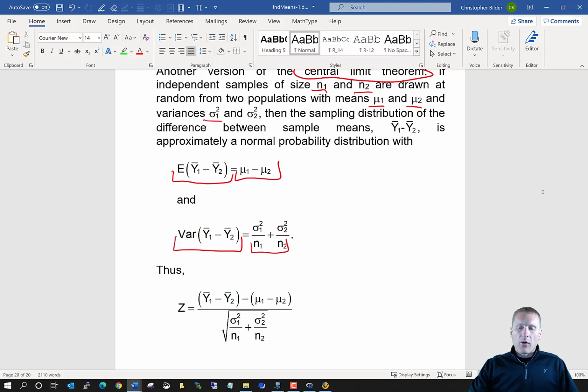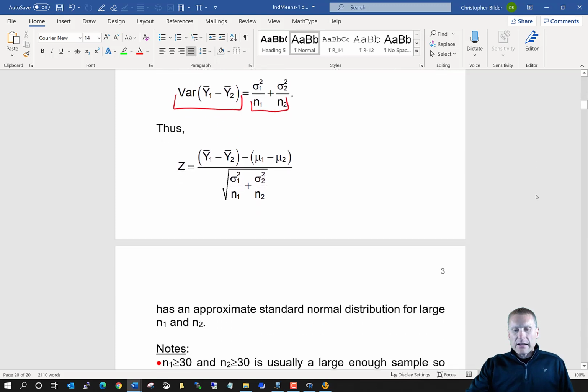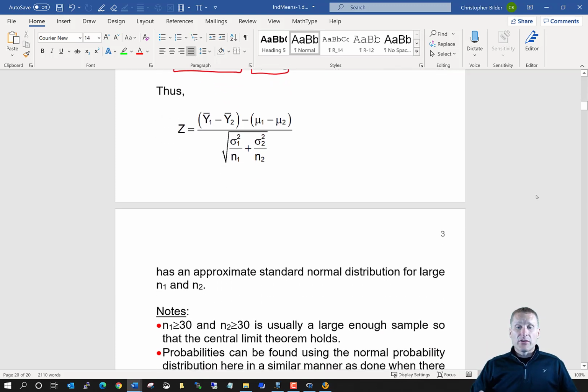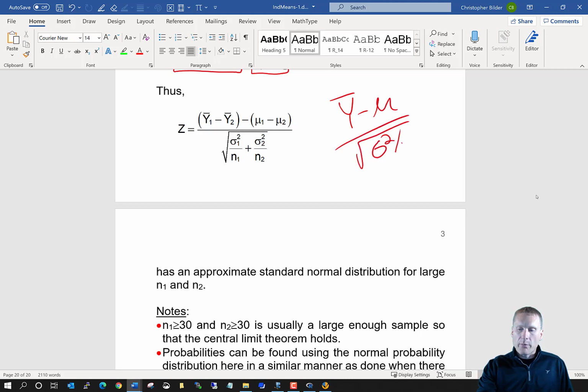This y bar 1 minus y bar 2 has an approximate normal probability distribution corresponding to the central limit theorem. Sorry if I didn't say that before. Since it has this particular distribution, what one could do is form a standard normal random variable with this using the same techniques that we did before.